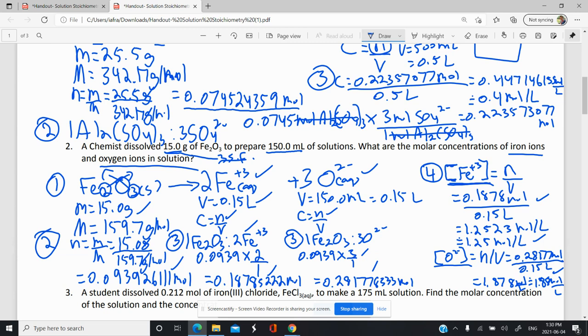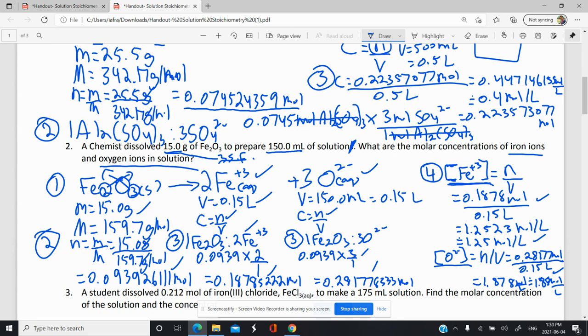Are there any questions about this one right now? Anything that I need to clarify? Let me know, and I'll clarify that. In the question where it says 150 mils of solution, there shouldn't be a plural there. What I meant to say there was 150 mils total solution. So we basically just dissolved it, so our solution reached 150 mils. And in that 150 mils, we have our iron 3 plus, we have our O2 minus collectively in there together. So it's a total of 150 mils.